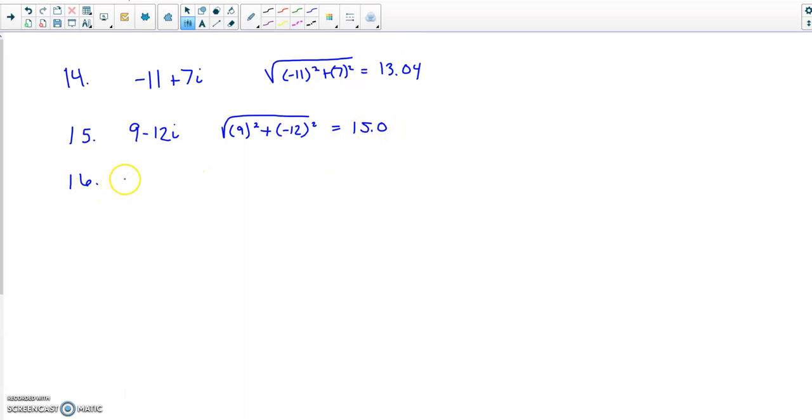And 16 is negative 4 minus 7i. So negative 4 squared plus a negative 7 squared. And again, put that in, and I got an 8.06 or 8.1. Okay, I hope this has helped you so far.